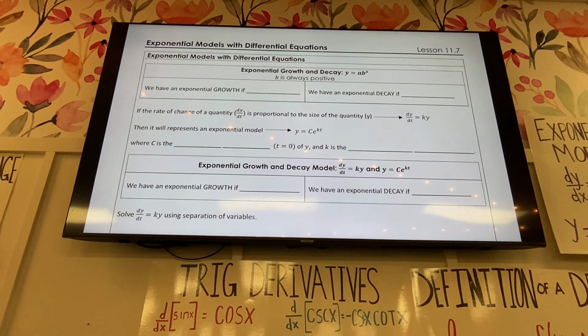Before we get into all of that, let's do a little review over exponentials, because you probably haven't seen exponentials in a while.